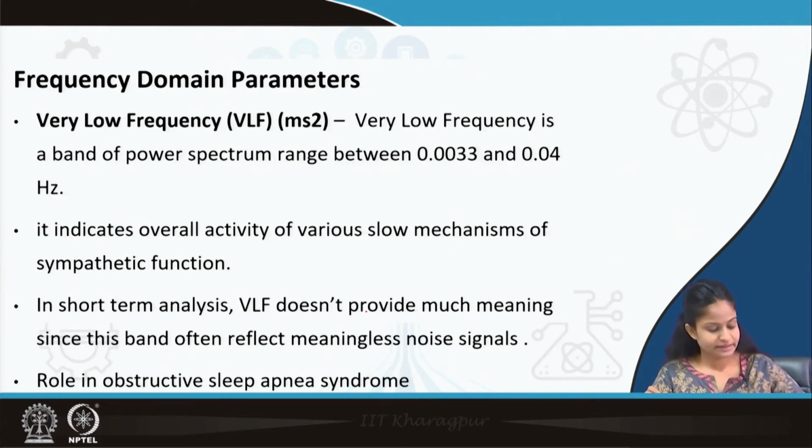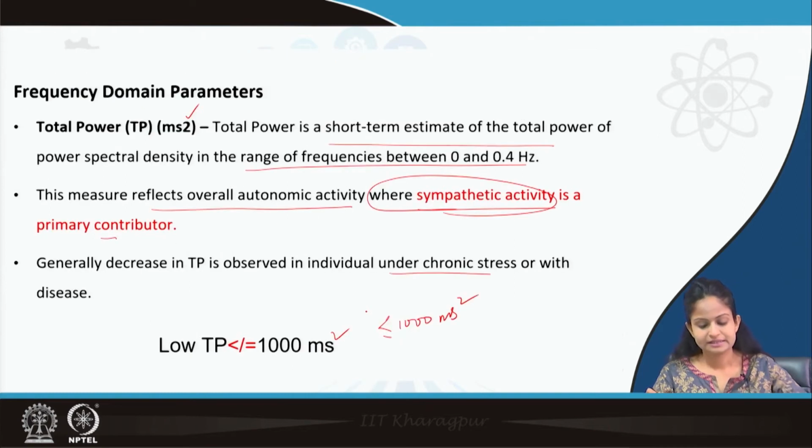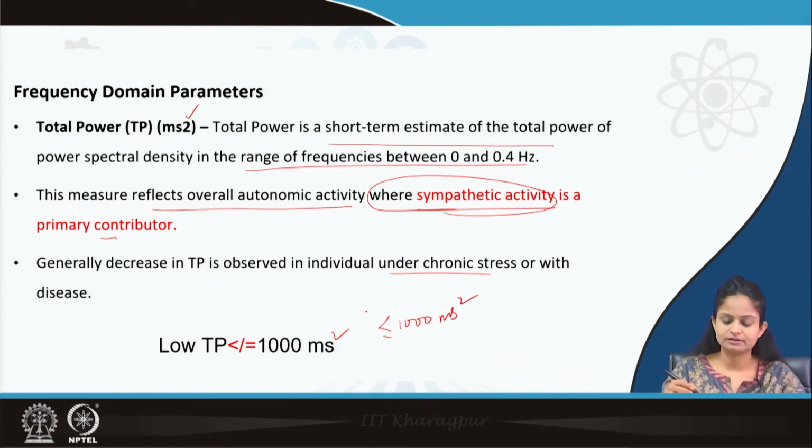The most important thing in the previous slide is that total power is divided into short term and long term. Since we are talking about short term HRV, 5 minutes HRV, in this case total power usually reflects the overall autonomic activity, that means sympathetic activity and parasympathetic activity.